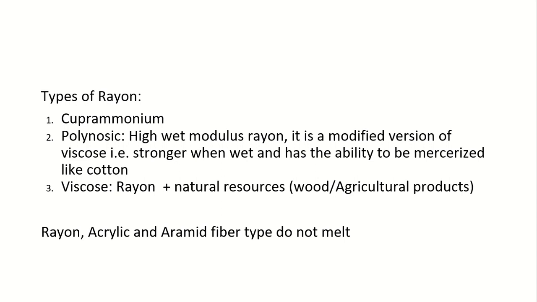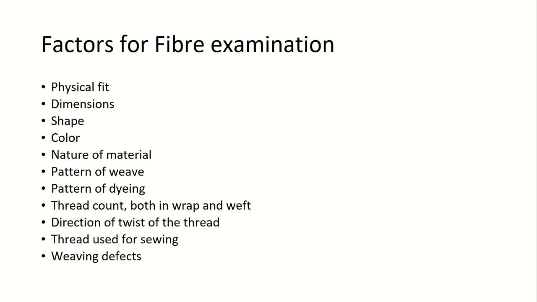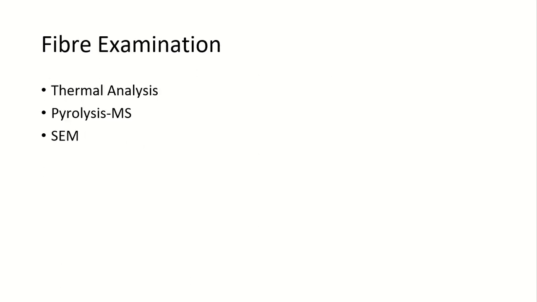Viscose is made up of rayon plus natural resources like wood or other agricultural products. Rayon, acrylic and aramid fiber do not melt. The various factors for fiber examination are physical fit, dimension, shape, color, nature of material, pattern of weave, pattern of dyeing, thread count, direction of twist, thread used for sewing, weaving defects, etc. Fiber examination can be done using simple or compound microscope, scanning electron microscope, pyrolysis MS, thermal analysis, etc.